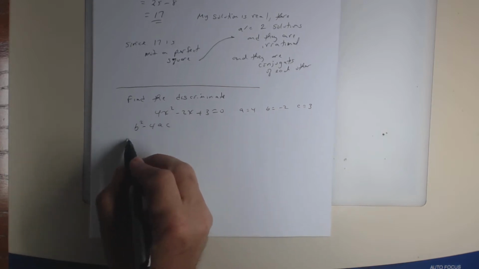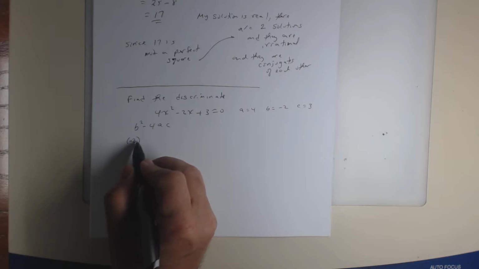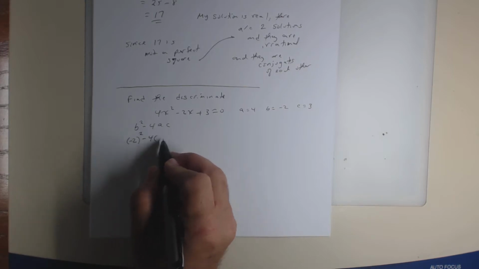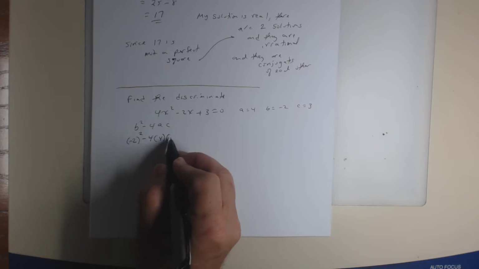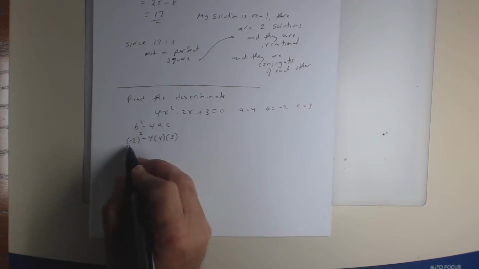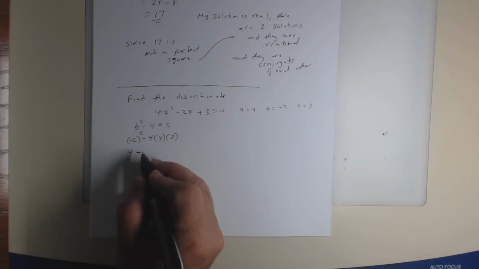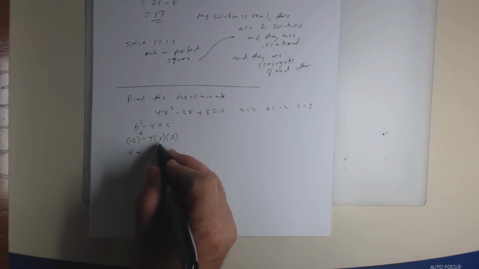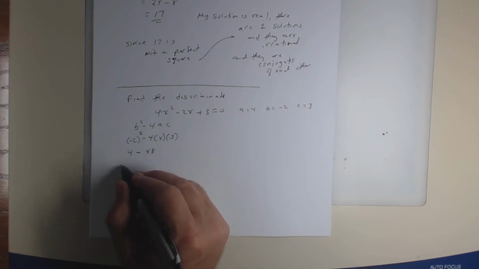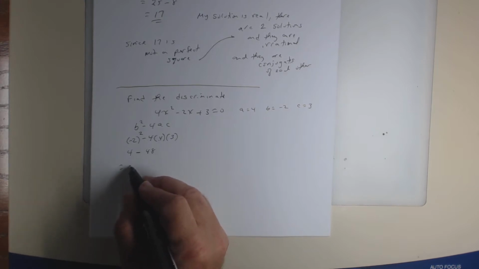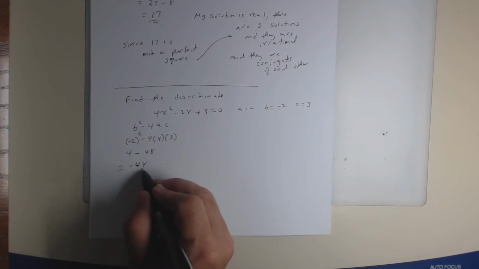What's b? In parentheses, remember, right, in parentheses, what do I do to that negative 2? Minus 4 times a, what's a? Times c, right? What's negative 2 squared? Okay, a negative times a positive times a negative is a negative. 4 times 4 is 16 times 3 is 48. So the value of the discriminant is a negative 44.